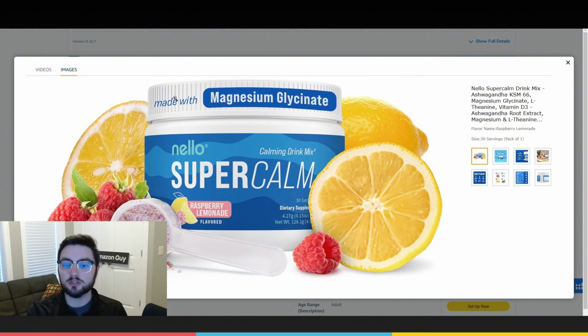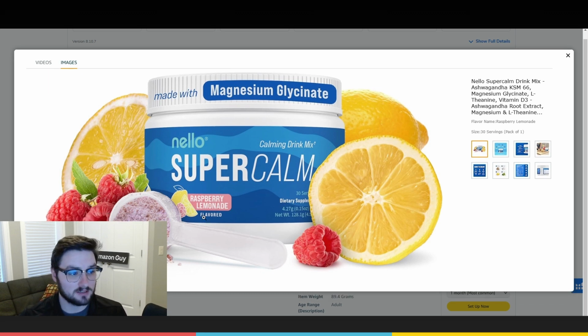Now I can tell you with almost certainty, if you purchase this product from Nello, you are not going to be seeing this magnesium glycinate. This is likely not something that's actually there. You can also see down here, they have a picture of the actual powder as well. So this is something to always look for, the actual product. You can see what the actual product looks like.